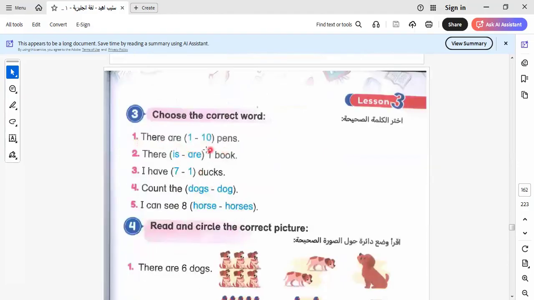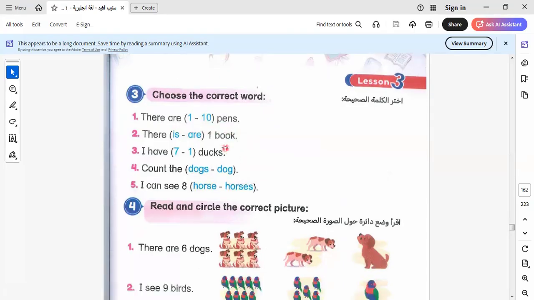There are 10 beds. So here, some of you are saying, Miss Iman, how can we know the number to select? If we have S on the noun, so I can count more than 1.